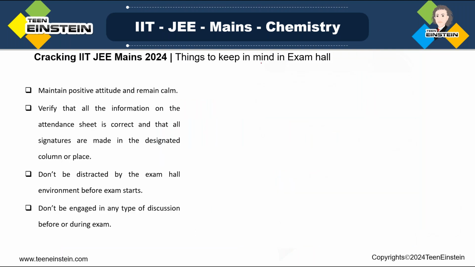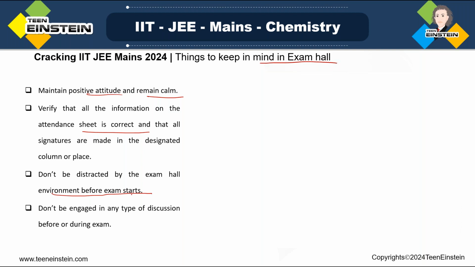Now the things to keep in mind once you have entered the exam hall. Obviously, you should maintain a positive attitude and remain calm. Verify that all the information on the attendance sheet is correct, that is, you have filled it correctly. Signatures are made in the designated column or place. If you remain calm and composed, then only can you keep all these things in mind, right? Don't be distracted by the exam hall environment. It is very natural to be distracted, but don't do it.